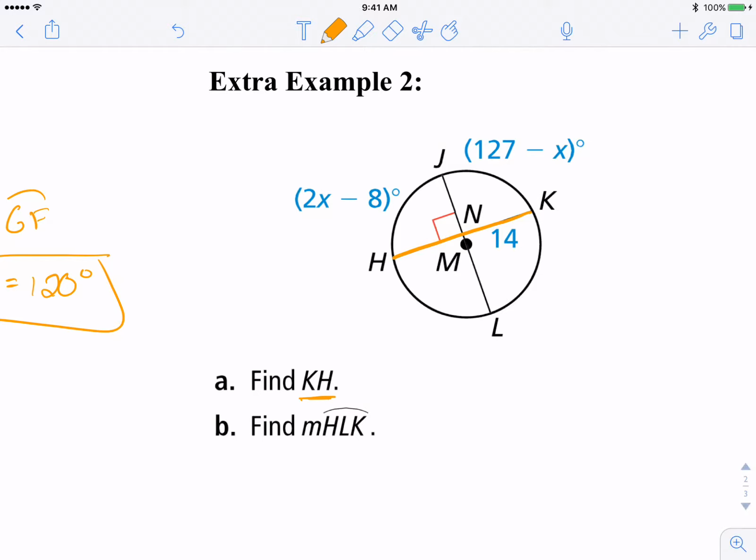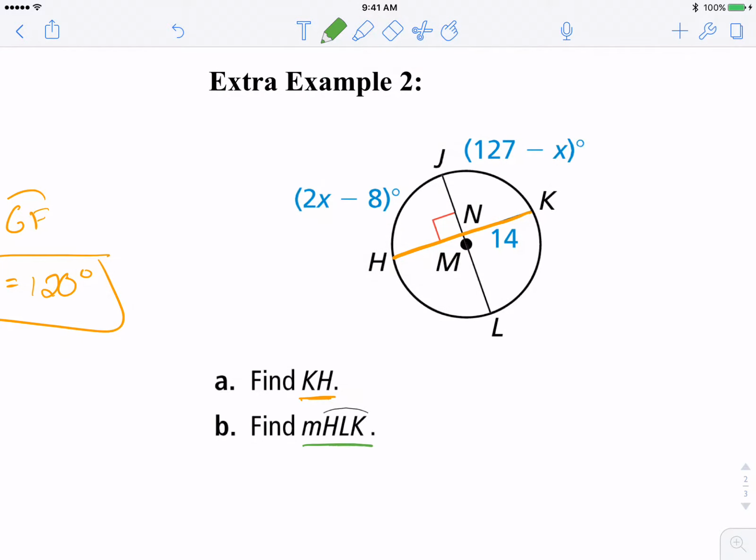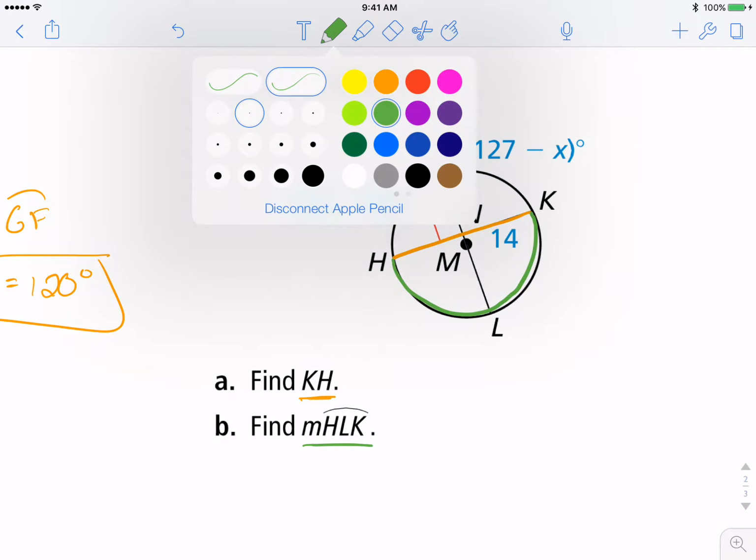Okay. And we want to find the measure, let's go ahead and switch colors. We want to find the measure of arc HLK. So start at H, go through L to K. So this arc right there. Okay, so first of all, let's look at this picture and see what we know. I'm going to kind of jot down things I know.